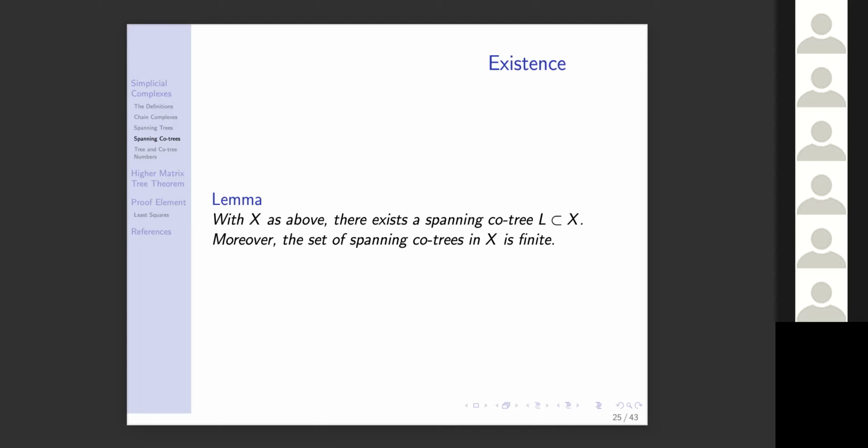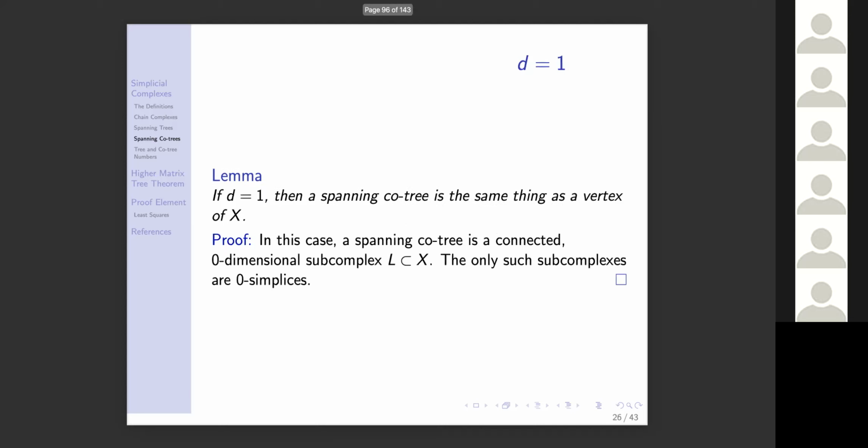And I won't prove it, but the proof is along the lines of how we proved a spanning tree exists. It's a very similar proof, and I'm not going to bother to give it. Okay, so spanning cotrees always exist. And here's a lemma. If D equals 1, then a spanning cotree, which, remember, is a subcomplex in degree 0 in this case, is the same thing as a vertex, a zero simplex of X.